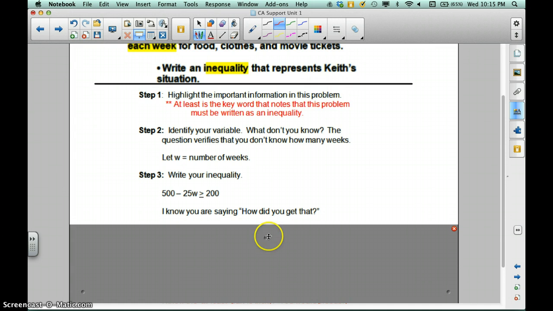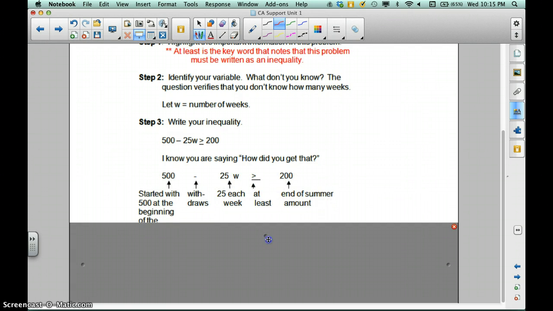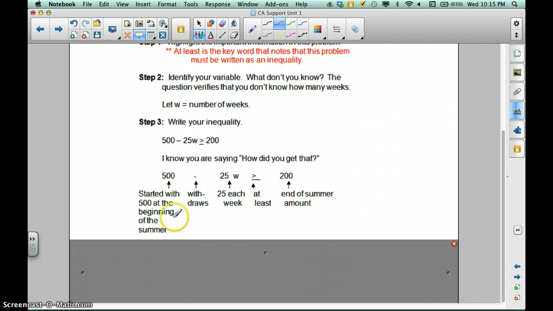I know you're saying, how did you get that? So let's break it down. 500, that's the amount that he started with at the beginning of the summer. And then since he withdrew money, we're using minus because money is coming off of that. He withdrew $25 each week, so it's 25 times W. 25 and W are factors of this term. 25 is the coefficient, actually negative 25, and W is the variable.